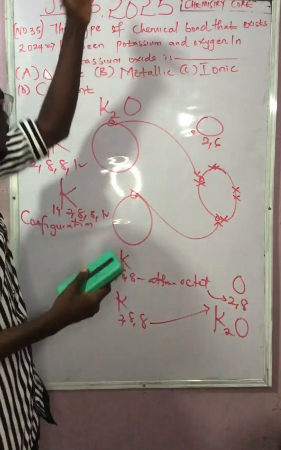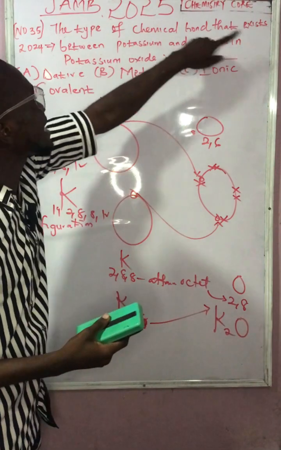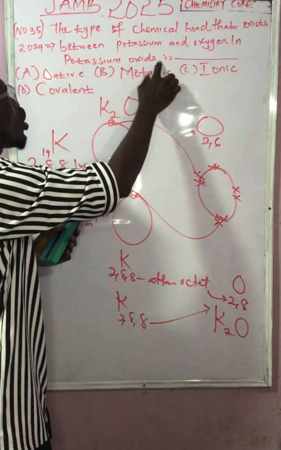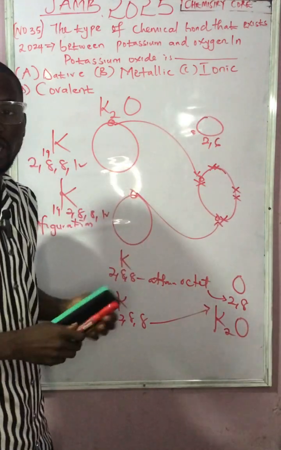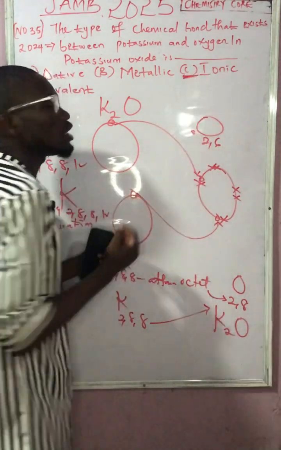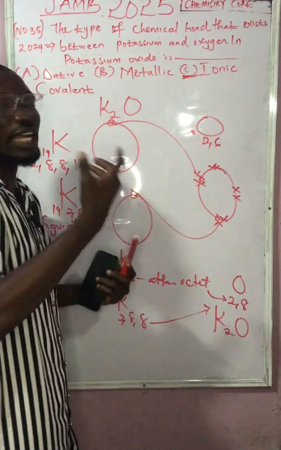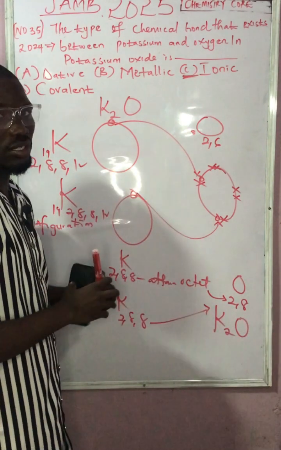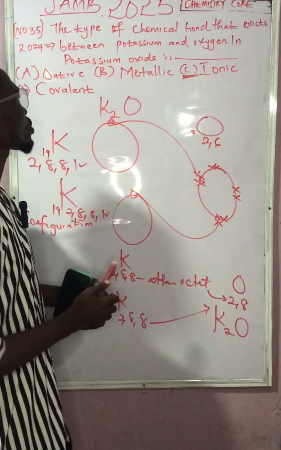So guys, let's go back to the question. The type of chemical bond that exists between potassium and oxygen in potassium oxide is dash. Ionic bond is the answer. In case you come across it as electrovalent bond, ionic and electrovalent bond are the same thing. Is that clear now?